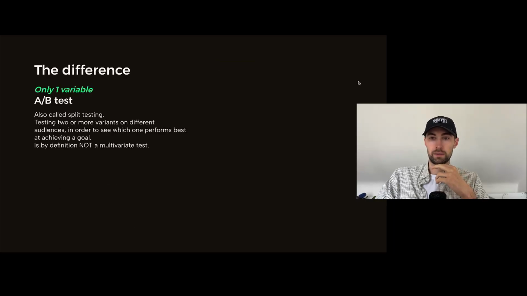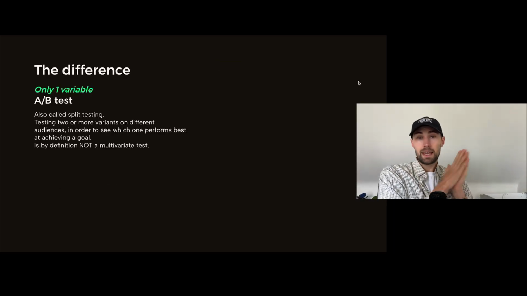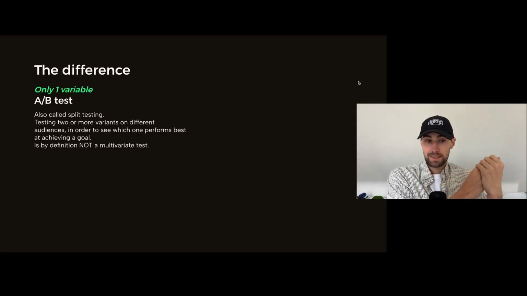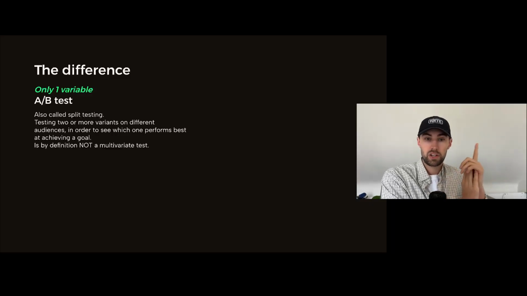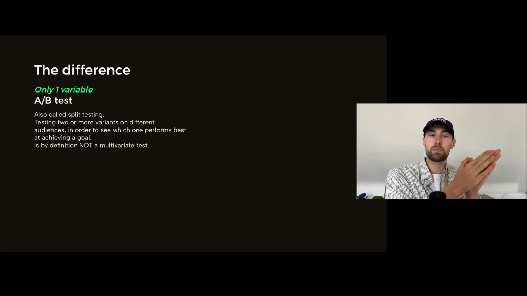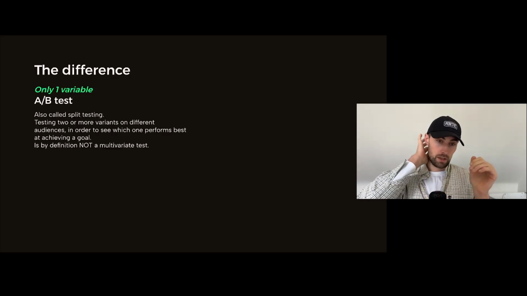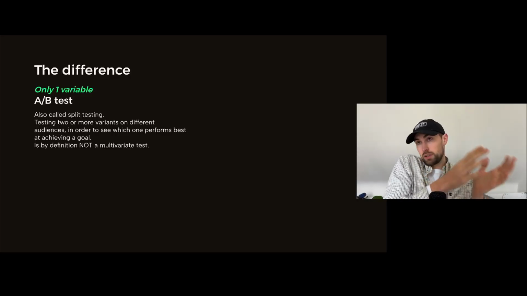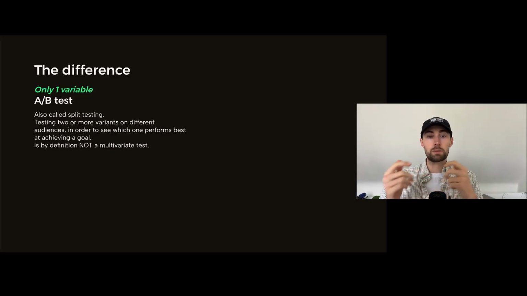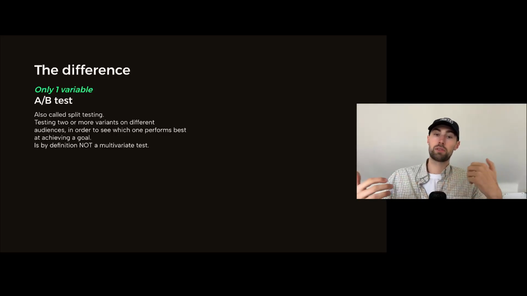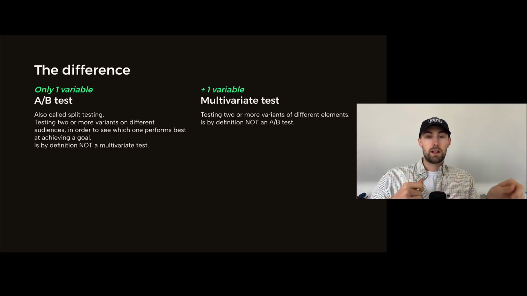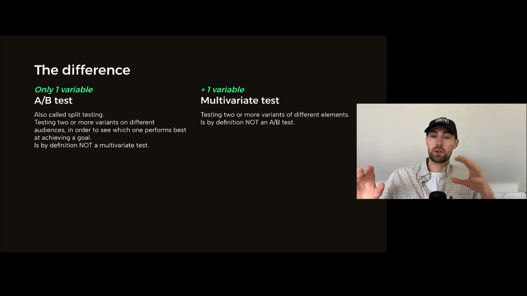Let's dive right in. First things first, A/B testing, also called split testing, is testing two or more variants on different audiences. Very important. You're not using A/B tests on the same audience. The goal is to see which one, either the A version or the B version, is performing better at achieving a certain goal. This is by definition not a multivariate test because there's only one variable, so it's a univariate test.